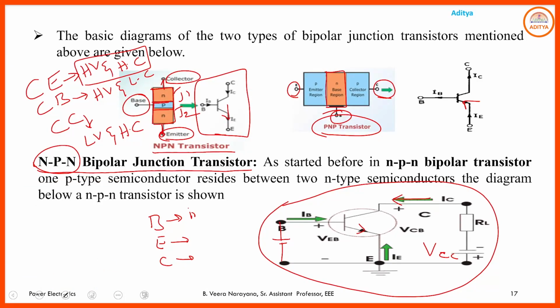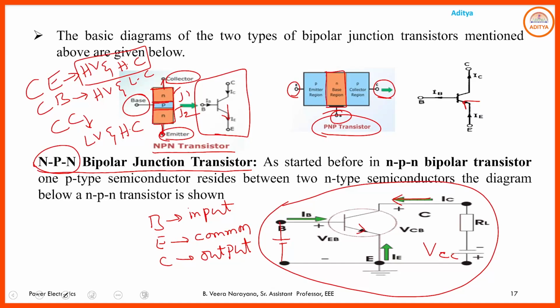This base terminal acts as the input terminal, and the emitter is common. So this emitter should act as common to both input and output, and this collector terminal is considered as the output terminal. So here these NPN or PNP transistors are current control devices.